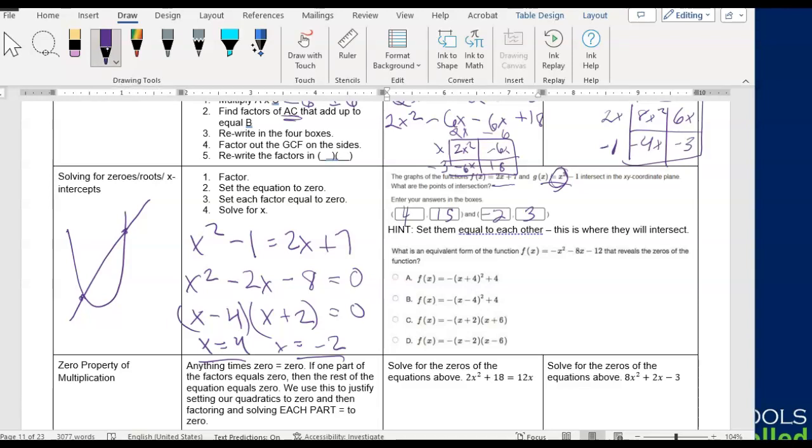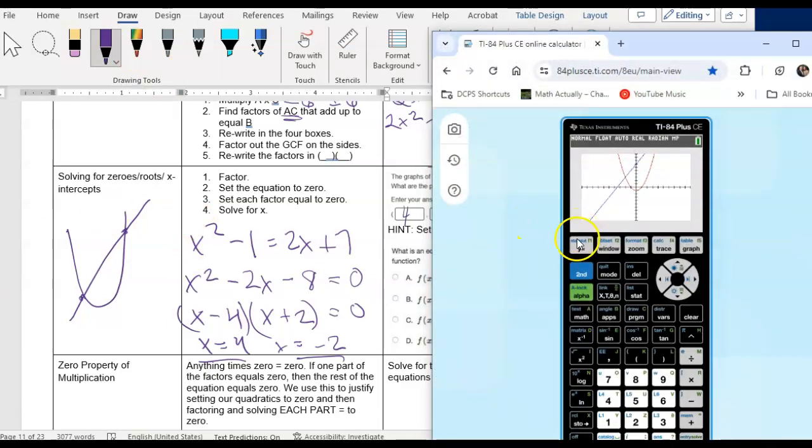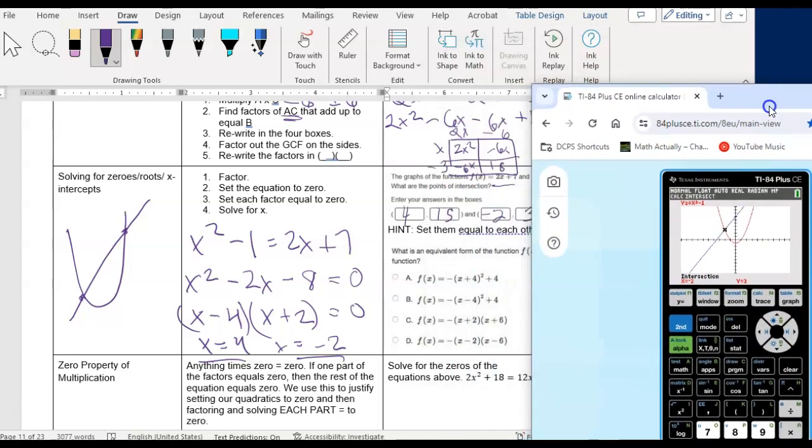Then I will show you as well, you can also always, of course, graph this. So if you put in the equations 2x plus 7 and x squared minus 1 and graph them and look for the intersects, we can do second calc, look for the intersect, right? So we have negative 2 comma 3. That's one of the ones that we got over here.